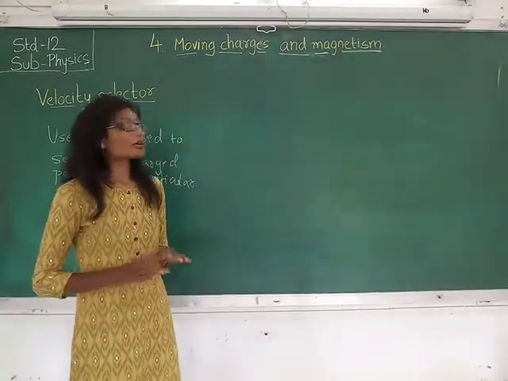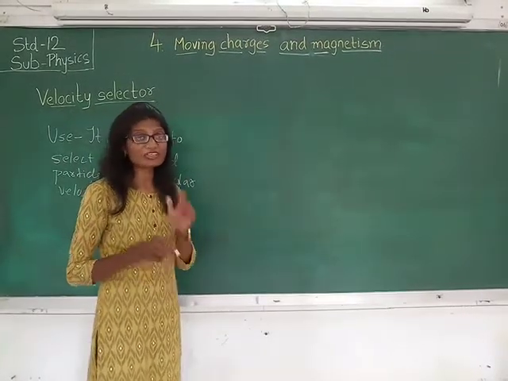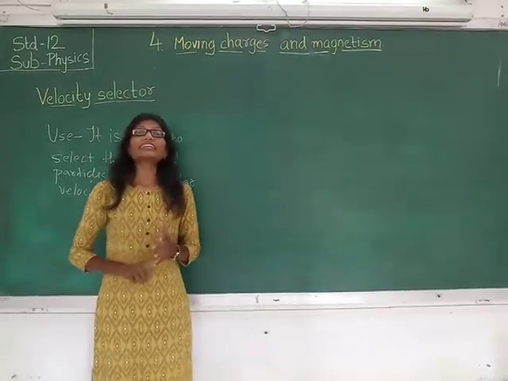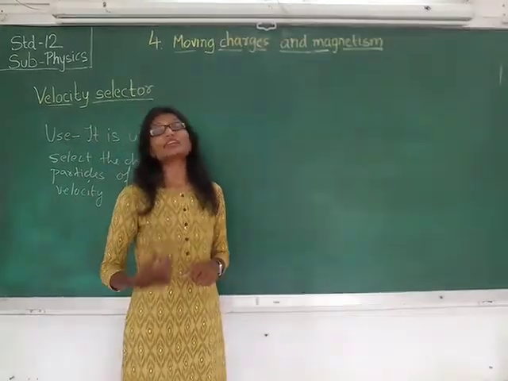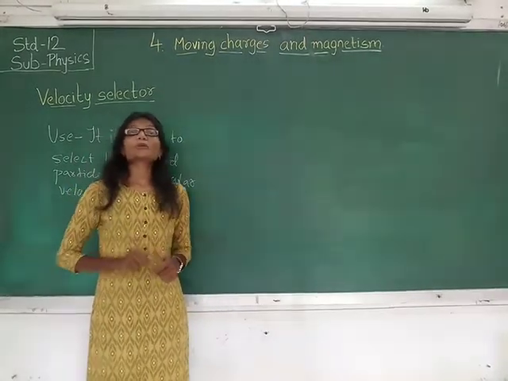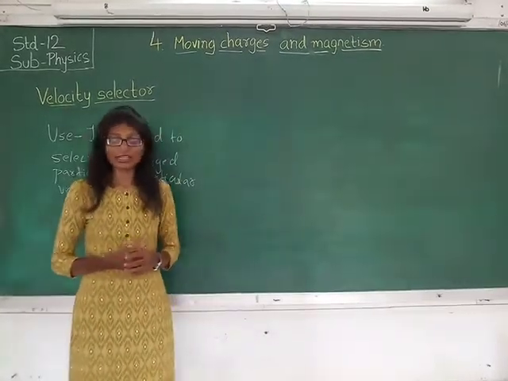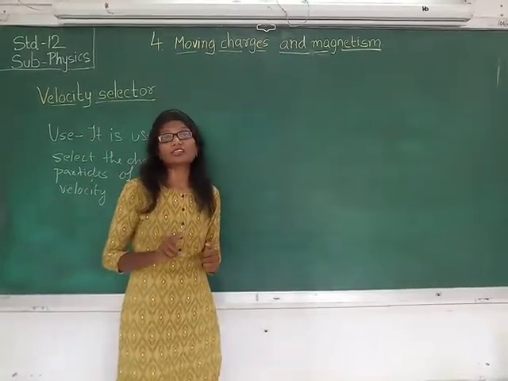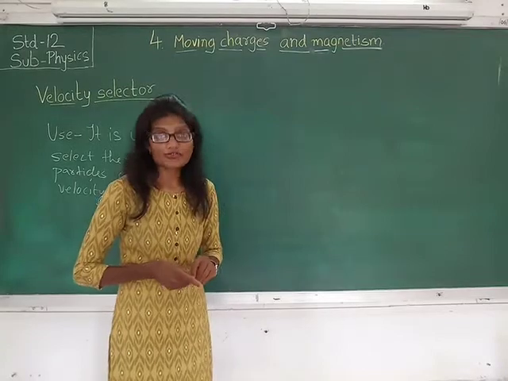For this kind of condition, where we select the charged particles of particular velocity, a certain arrangement is needed, and for that arrangement we need the electric field and the magnetic field. And how are they set up? The condition is that the electric field and the magnetic field both should be perpendicular to each other. This is the main setup of the velocity selector. It is important to get this condition, and so it is also called crossed fields.